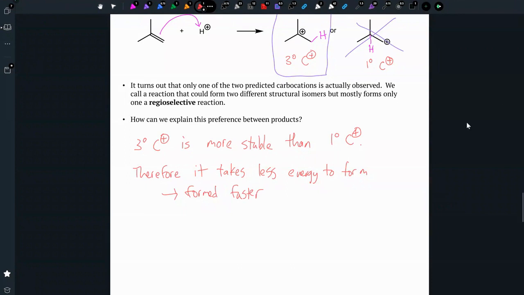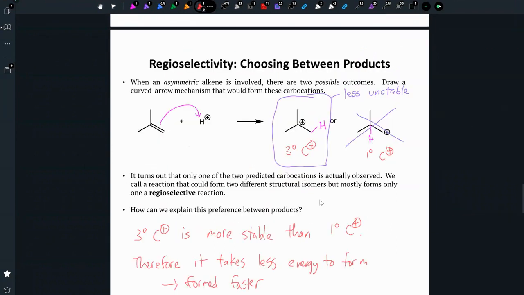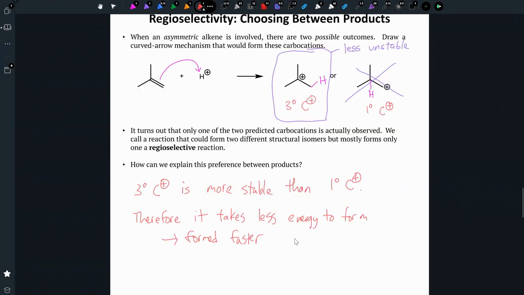All right, I'm going to pause there, and then I'll come back and talk about some situations where this could be applied.